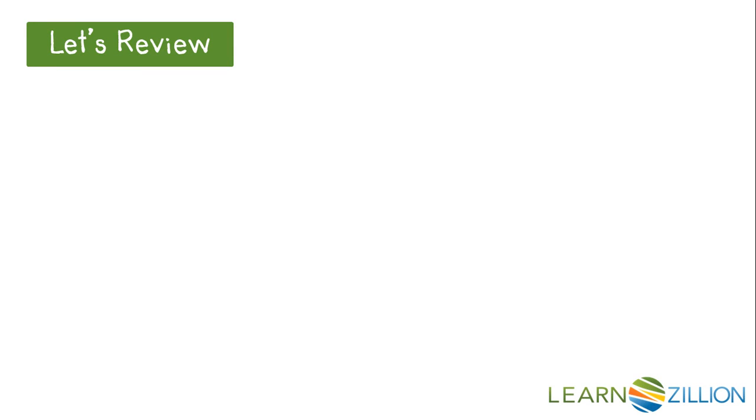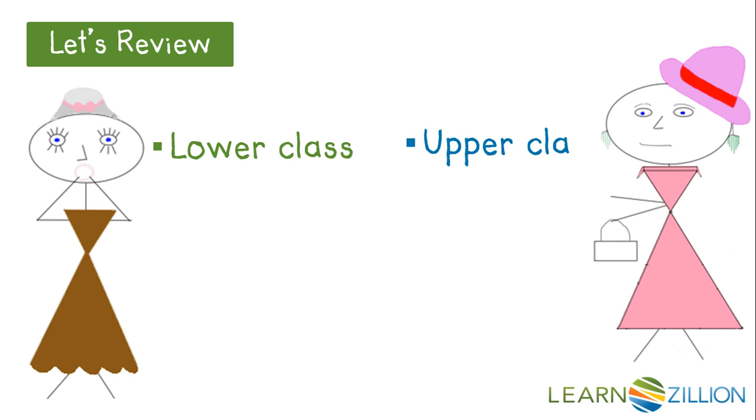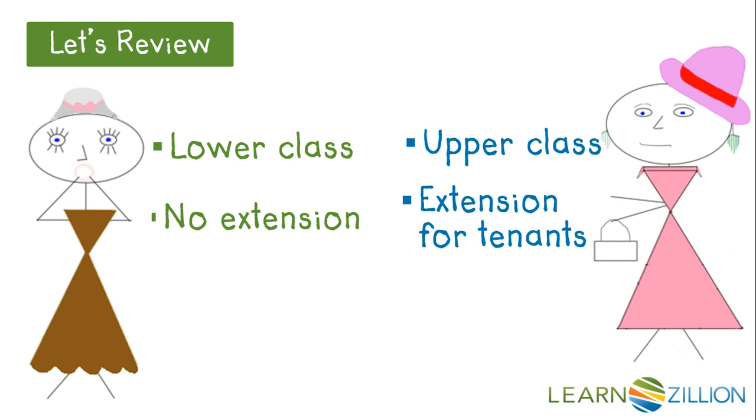In the story, we have two characters, Mrs. Manstey and Mrs. Black, who are very different. Mrs. Manstey is part of the lower class. Mrs. Black is a landlady, thus putting her in the upper class. Mrs. Manstey does not want Mrs. Black to build her extension because it will ruin Mrs. Manstey's view. Mrs. Black is all business. She needs the extension so that she can have more tenants, thus making more money.